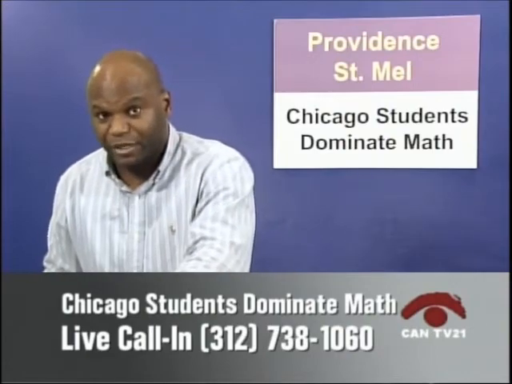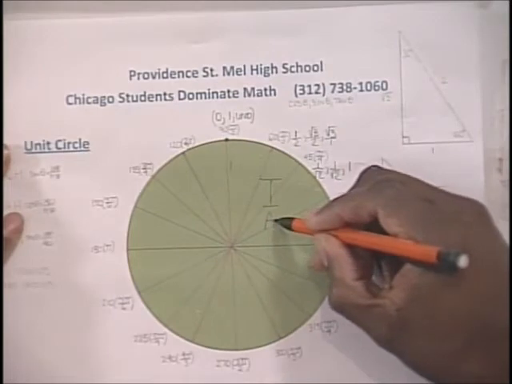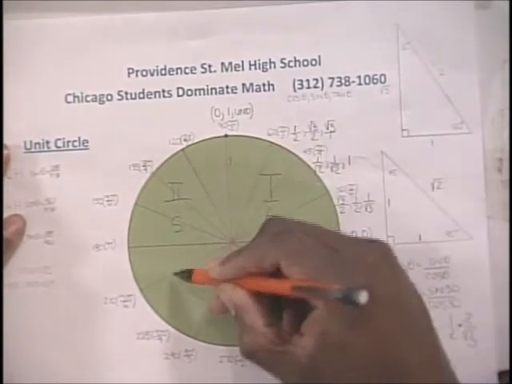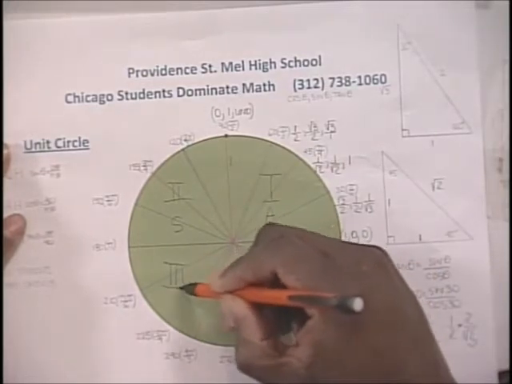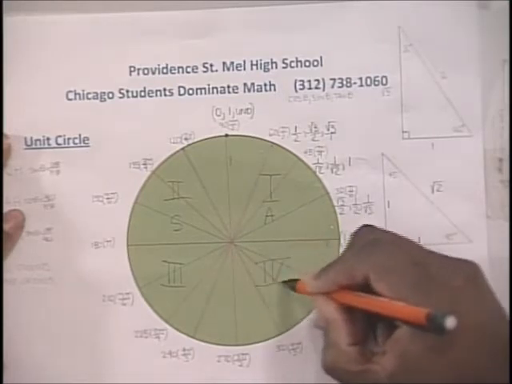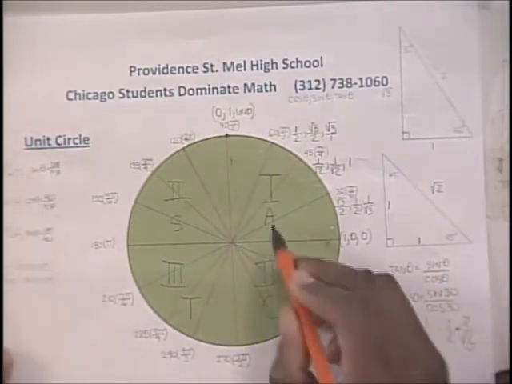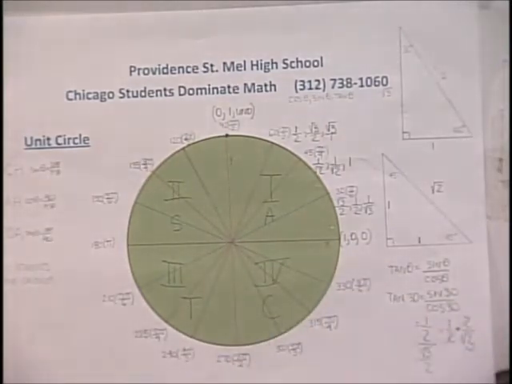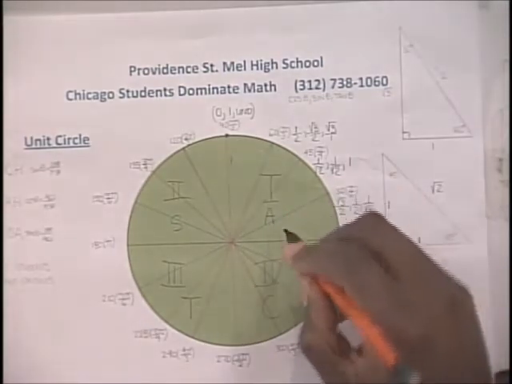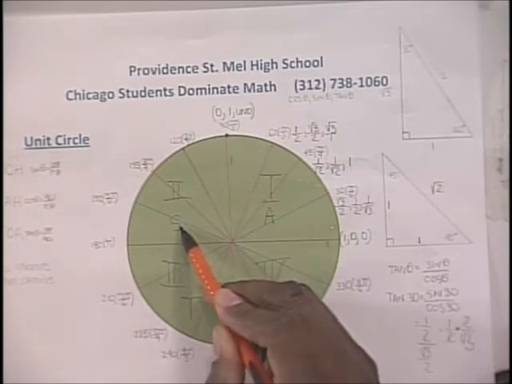And I'll show you exactly what I mean. Let's take a look. So, all students take calculus. This is quadrant 2, this is quadrant 3, and this is quadrant 4. Remembering that little expression will help you recall what's positive in each quadrant.